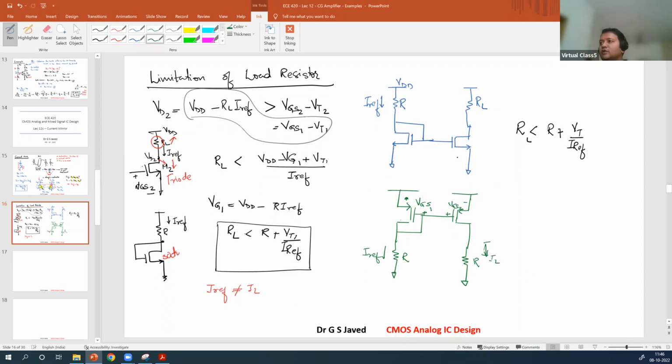Now, like what we mentioned, this has to be in saturation for it to function. And for IL to equal IRF, regardless of the value of RL, IL has to be equal to IRF here.